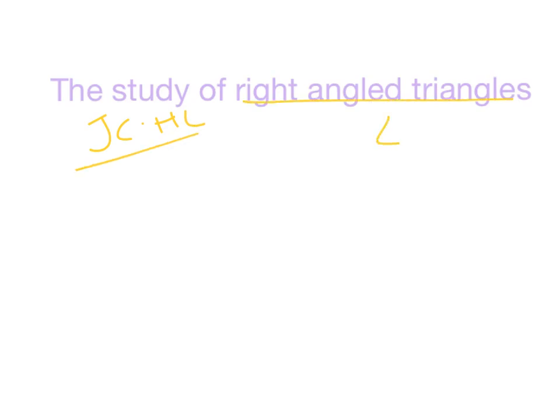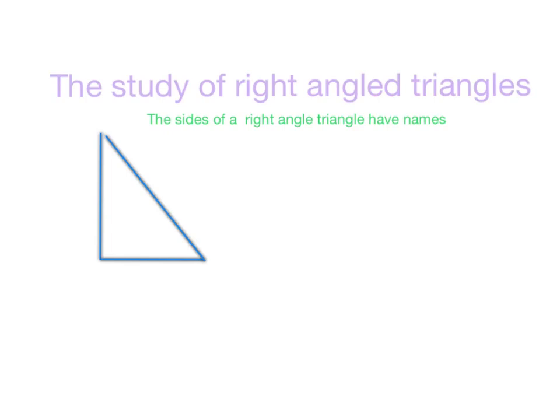If this is Leaving Cert ordinary level, we're going to look at right angle triangles and move on to different types of triangles. So whether you're Junior Cert higher level, Leaving Certificate ordinary level, or Leaving Certificate higher level and just want to do a little bit of revision, this lesson is for you. So right in front of me here, I have a right angle triangle.